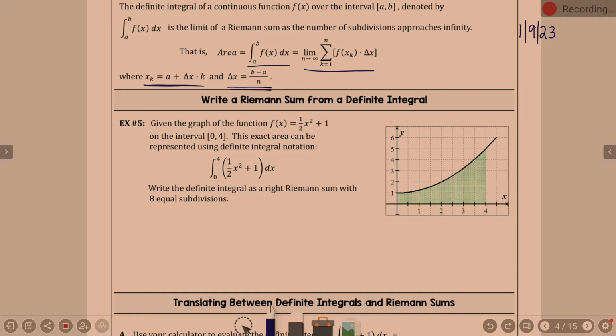Okay, number 5. Given the graph of the function f of x equals 1/2 x squared plus 1 on the interval 0 to 4, this exact area can be represented using definite integral notation. Give us another couple of lessons, and we'll learn how to do these integrals. We'll learn how to find this by hand, but you can also do this on the calculator.